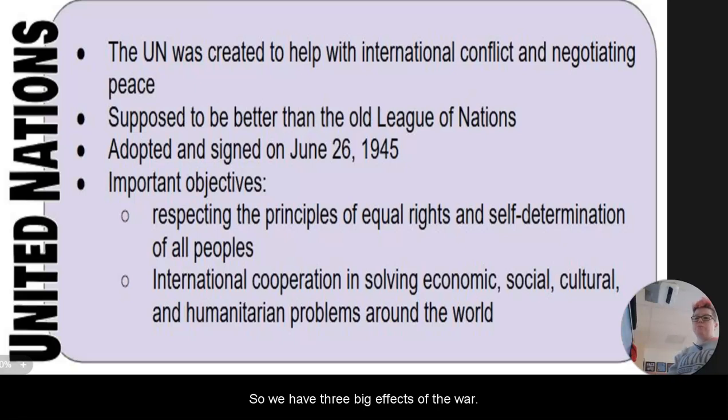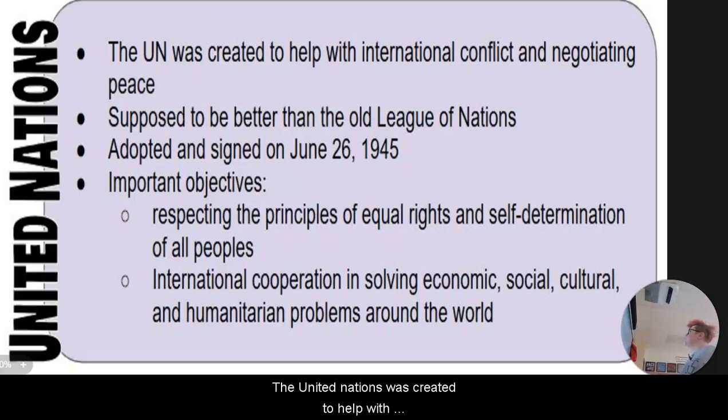So we have three big effects of the war. The United Nations was created to help with international conflict and negotiating peace. It was supposed to be better than the old League of Nations. It does have a couple things in it, which we'll learn more about when we get into human rights violations. It has its own military. The United States is an active member, etc.